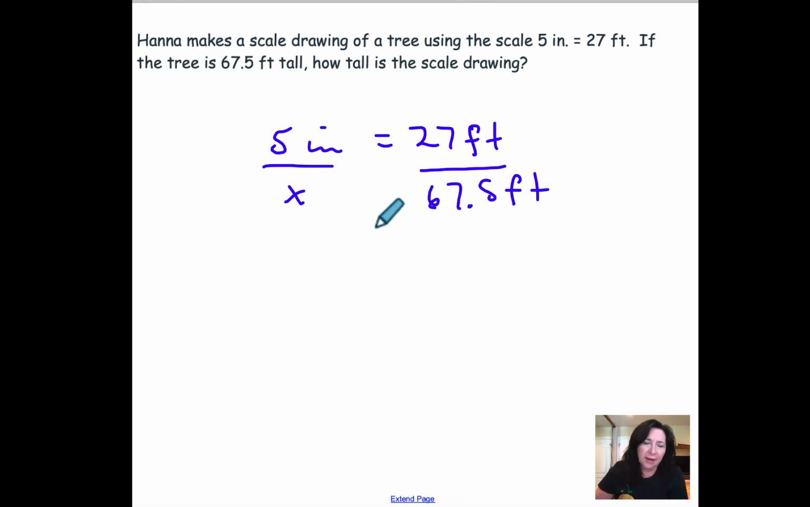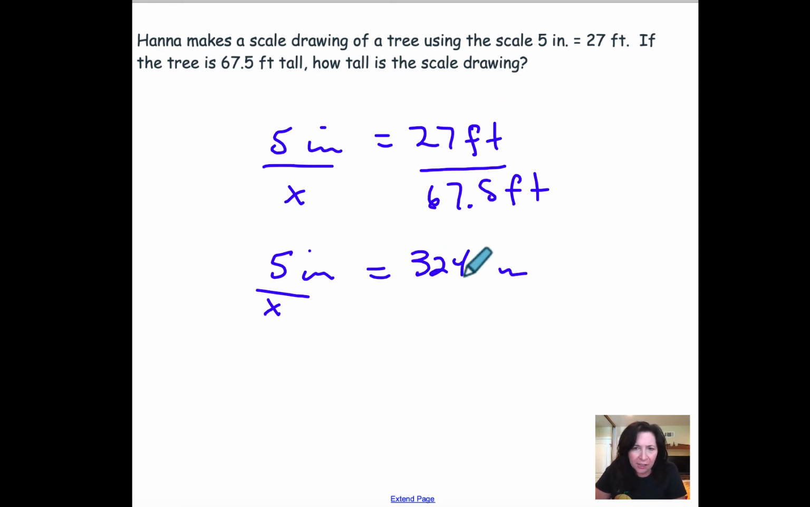I mean, one way to do that, I'm going to try to do this 2 different ways, but if I said 27 feet, and I'm going to change everything to inches real quick. So that's going to be inches x. 27 times 12 is 324 inches over 67.5 times 12 inches, because that's 12 inches per foot, is 810 inches. And then reducing 324 over 810, I do get 2/5.